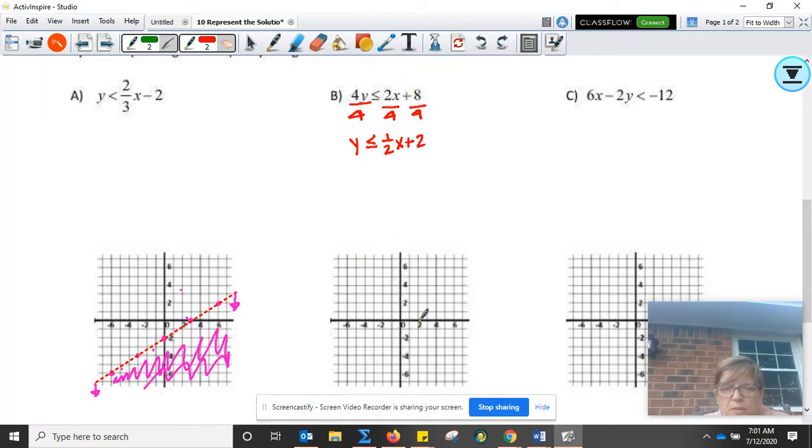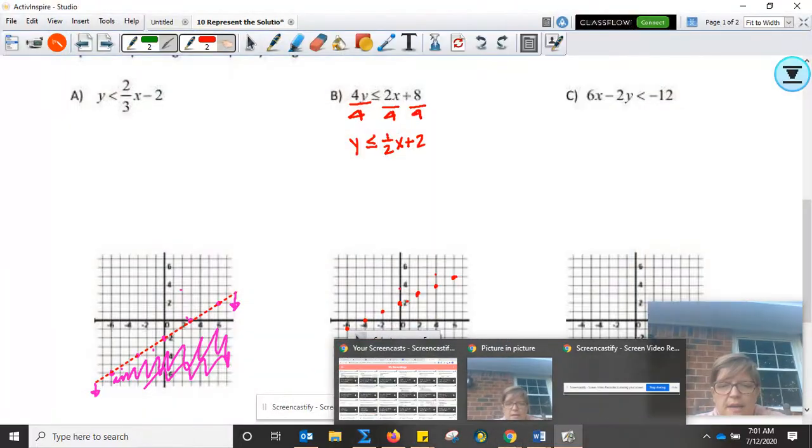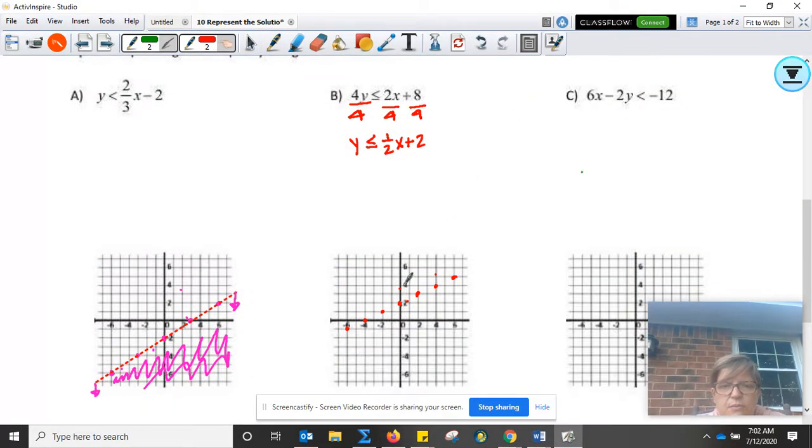Okay, so I'm going to rise 1, run 2. Rise 1, run 2. If I can go up and right, I can also go down and left. So down 1, run 2, down 1, run 2, and that's as far as I can go. Okay, so now I'm going to create that line.